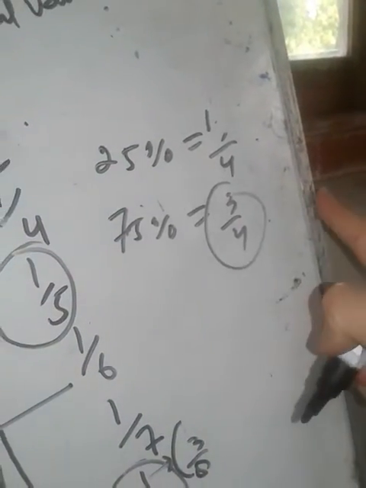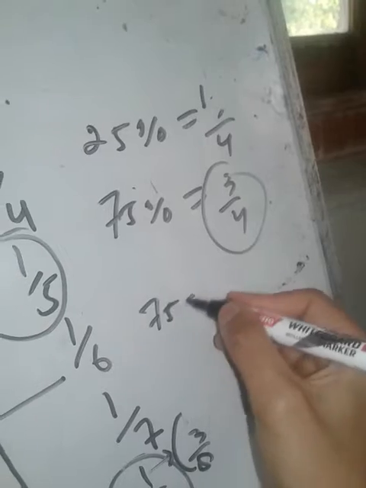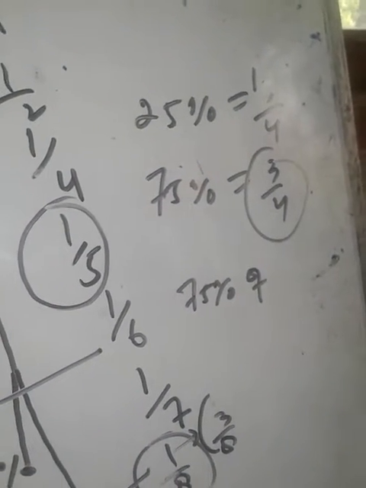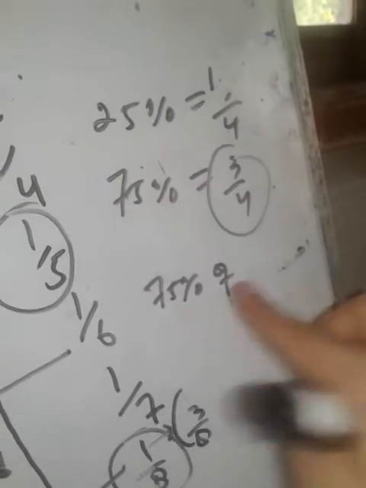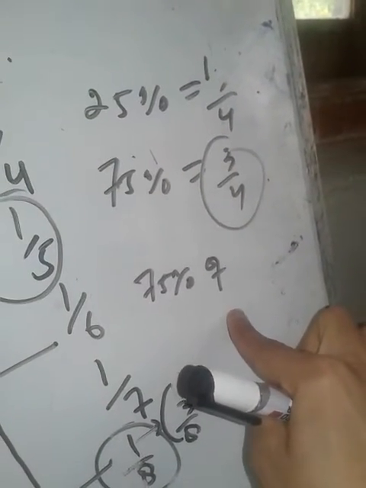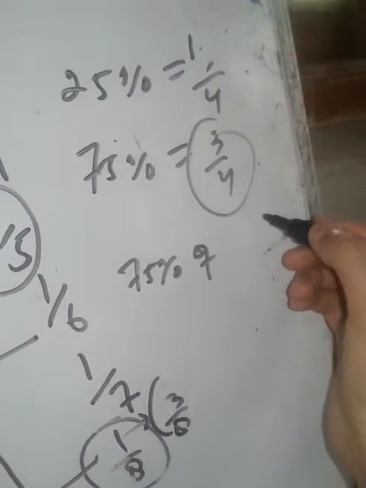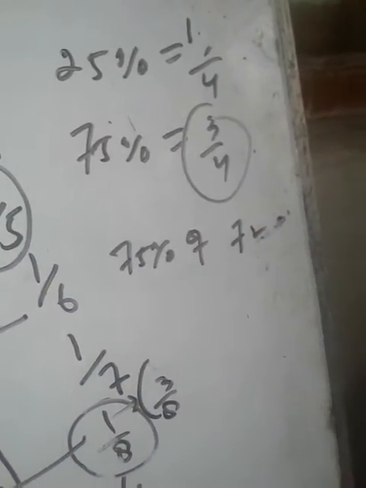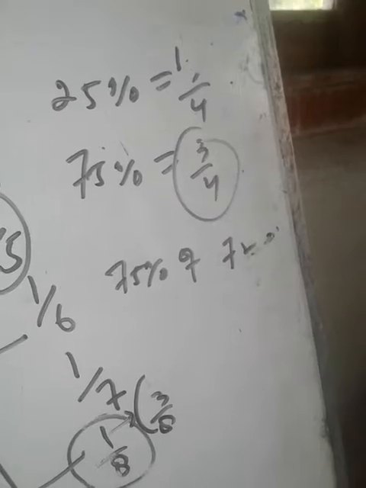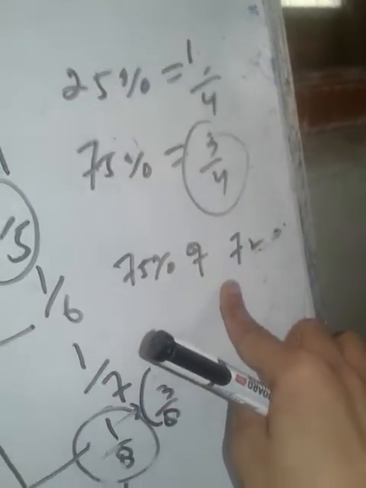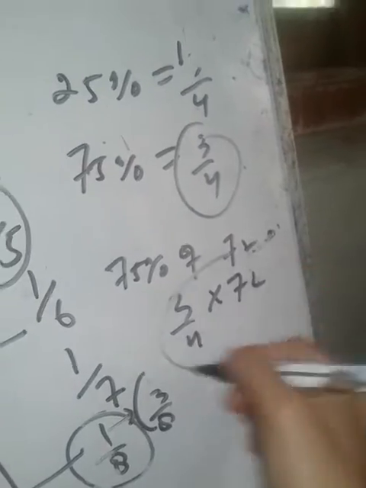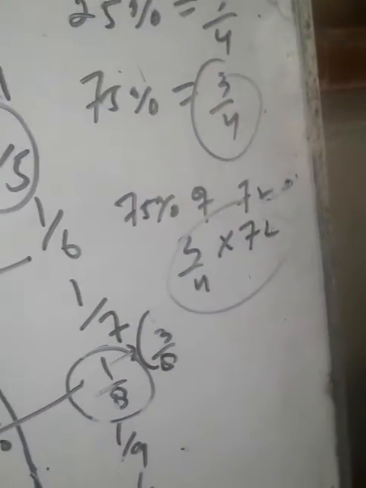So if you were asked to find the 75% of this, you can find it manually. Yesterday we did 75% of, suppose, 72. 75% of 72. So you can easily do this by 3 by 4 into 72, and just cancel this out, you will find the value.